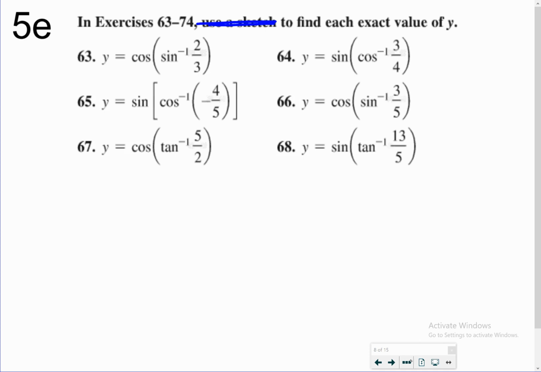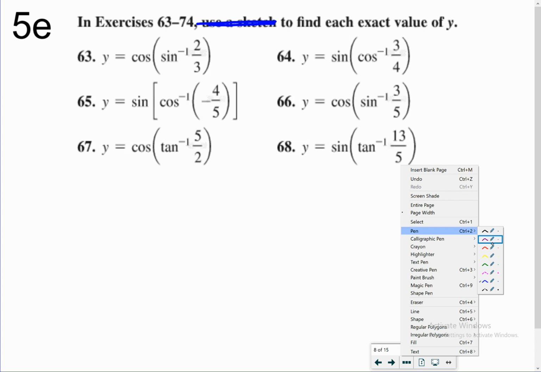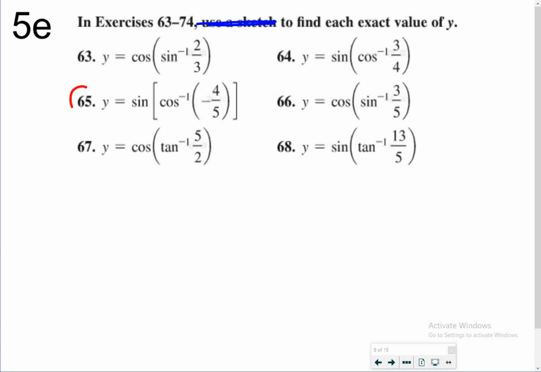Okay, pick a number. 65. 65, sure. Okay. All right, sine of inverse cosine of negative 4/5. So let's start on the inside. When you evaluate an inverse function, it's an angle. There are a lot of parentheses. Okay.